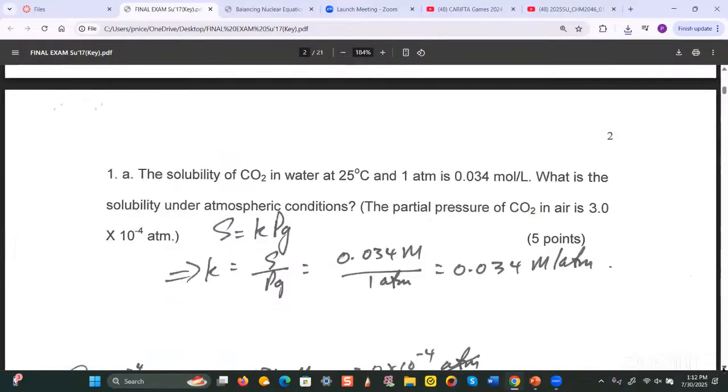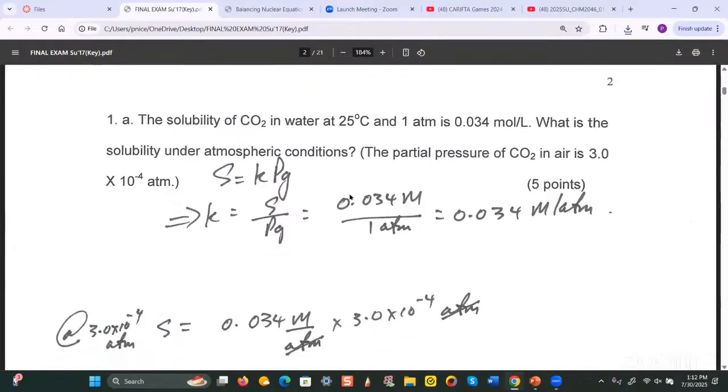Okay, so the first question gives you the solubility of carbon dioxide as 0.034 moles per liter. And the question is asking what is the solubility under atmospheric conditions? And it says here that the partial pressure of CO2 in air is 3.0 times 10 to the minus 4. So this is a Henry's law question, right? Henry's law is basically this equation right here. The solubility of a gas is equal to K multiplied by the pressure of the gas above the solution, all right? So the first thing we have to do is find out what K is.